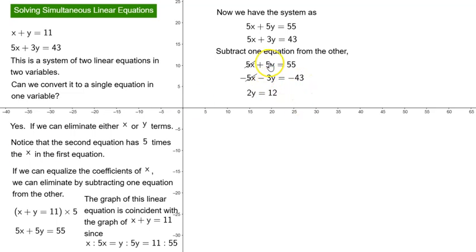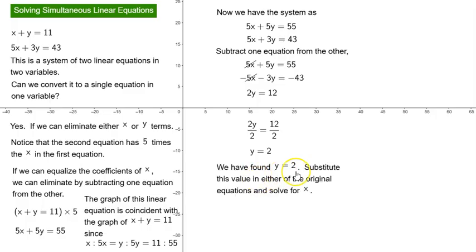So when we subtract it, what happens? 5y minus 3y equal to 2y, 55 minus 43 equal to 12. So 2y by 2 equal to 12 by 2. We divide both sides by 2. We get y is equal to 2. We have found y is equal to 2. Substitute this value in either of the original equations and solve for x. We get x plus 2 equal to 11, which means x equals 11 minus 2, which is equal to 9. So the student bought 9 pens and 2 pencils.